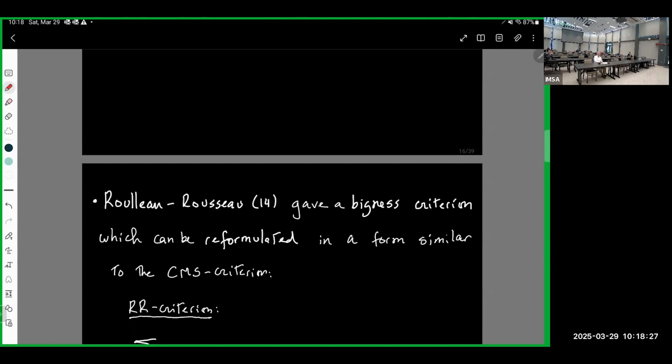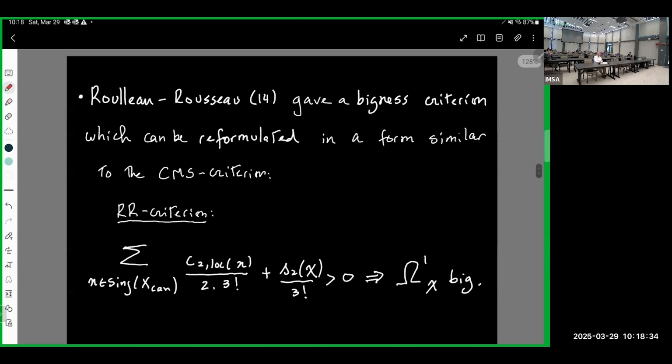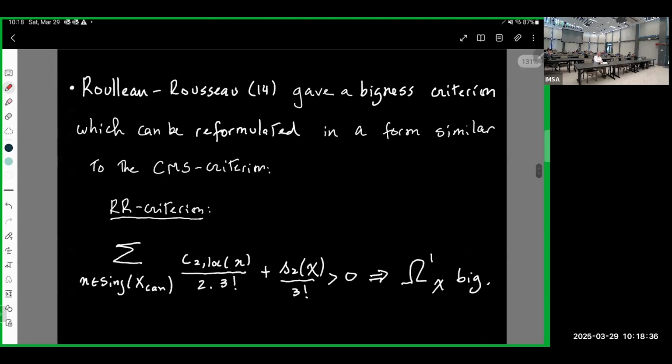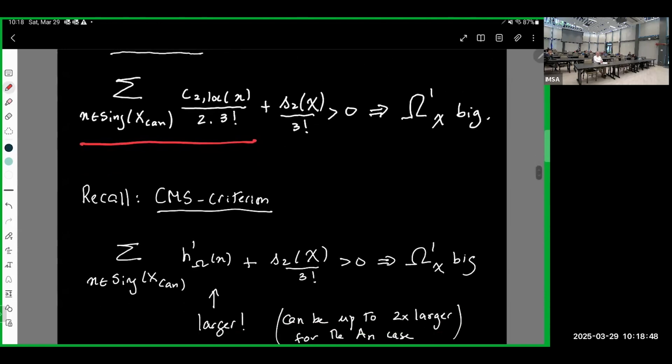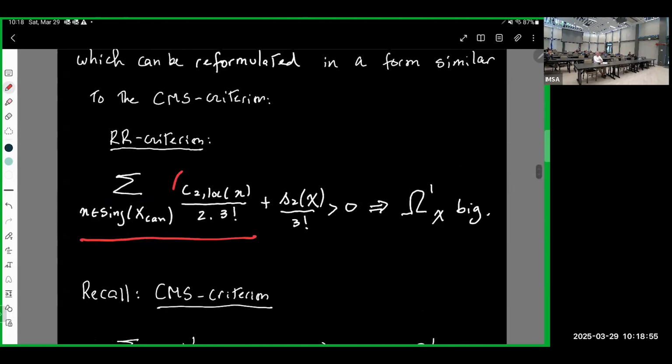They obtain a criterion for bigness, which, if I rewrite it in the language I put, the criterion that they have is that the contribution of singularities for them is this one here. Ours is H1, but this difference is not important. The reason to do this is because it follows from our duality argument that we couldn't figure out.